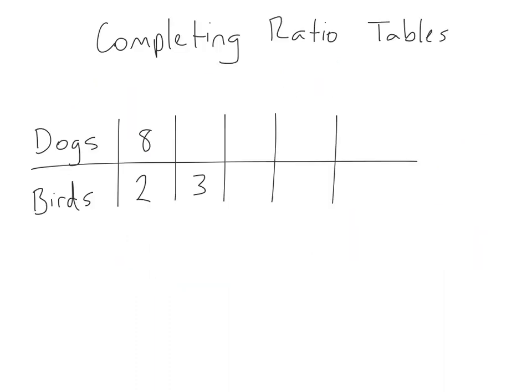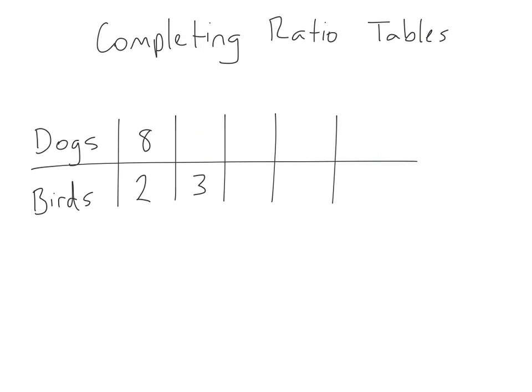Alright, so let's talk about ratio tables. I gave us a partially complete ratio table because we're going to complete that ratio table. The ratio table here shows us a ratio of dogs to birds. So for every 8 people that own a dog, 2 people own birds. But then the next value we have in the table is 3 birds. What does that mean for the dogs?